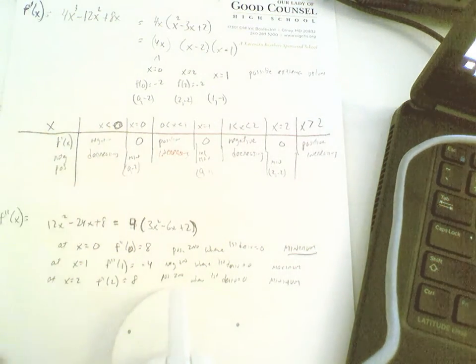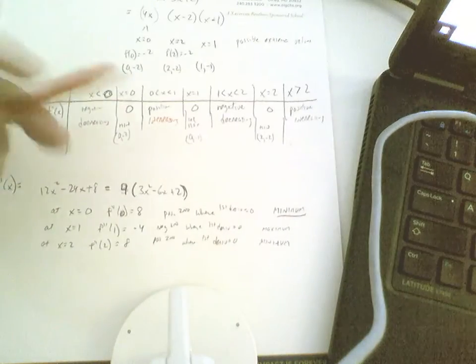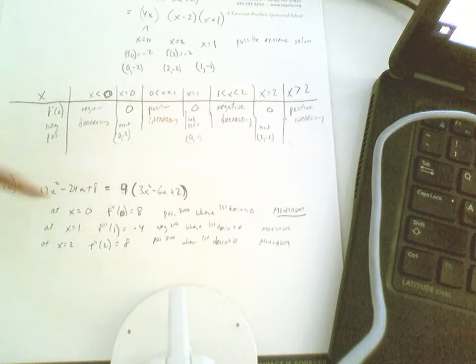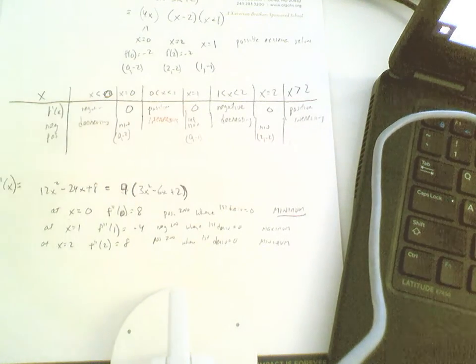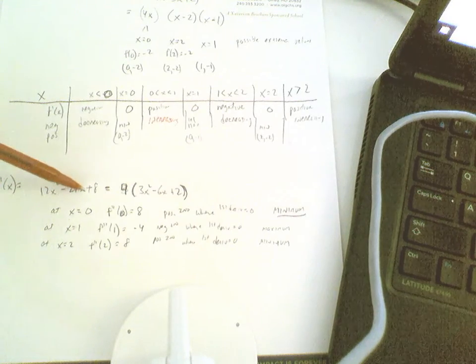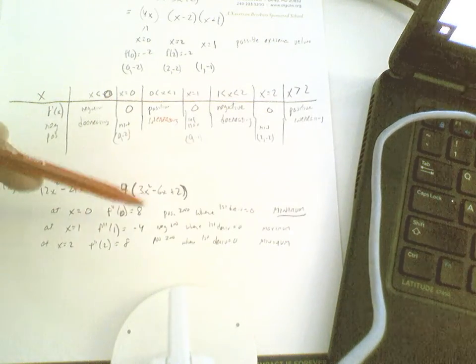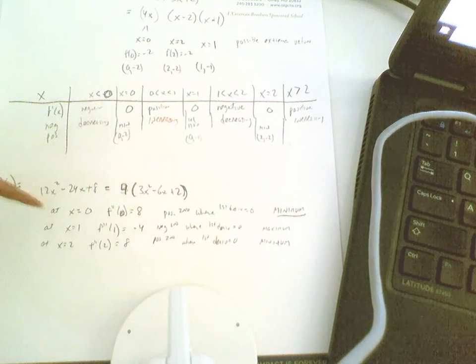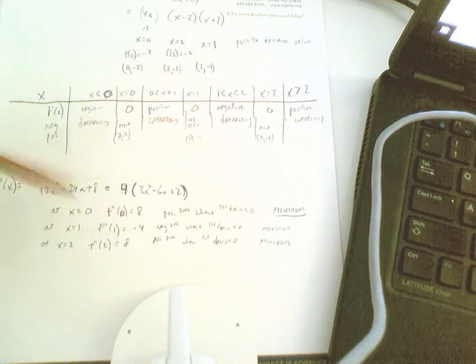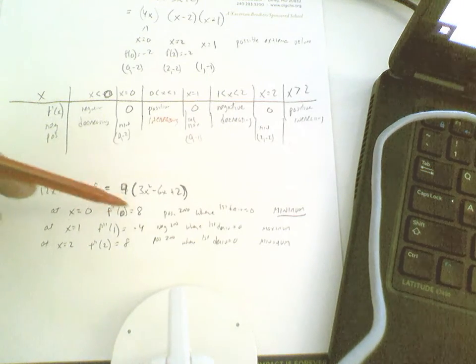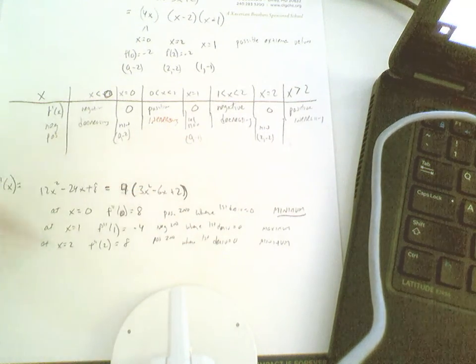So let's use the second derivative test on our three values. When x is equal to 0, the second derivative, which we said is 12x squared minus 24x plus 8, evaluated at 0, is 8. That's a positive number. First derivative is 0 when x equals 0, and the second derivative equals 8, a positive number. That tells us that that point is a minimum.